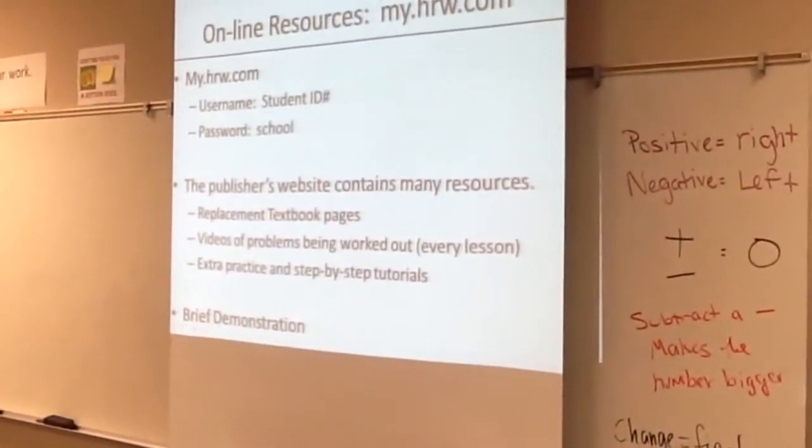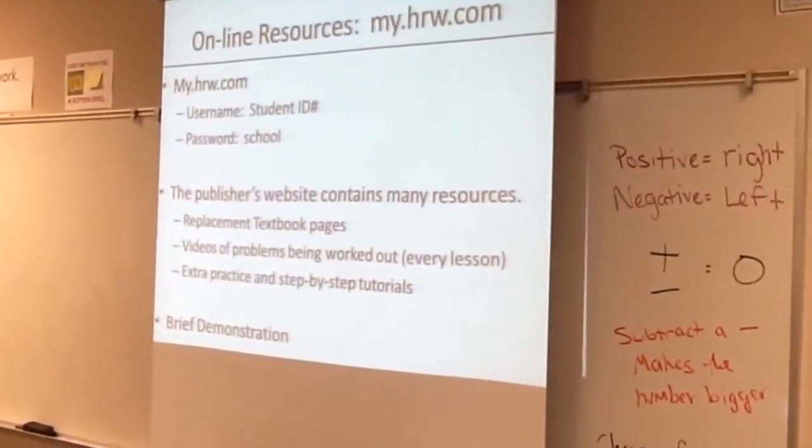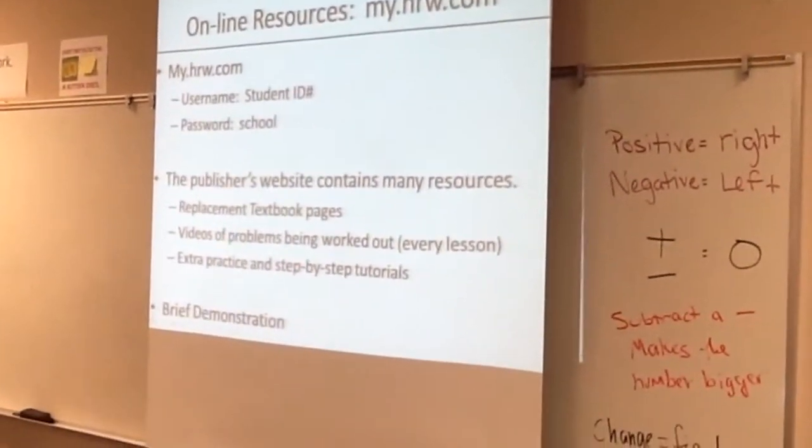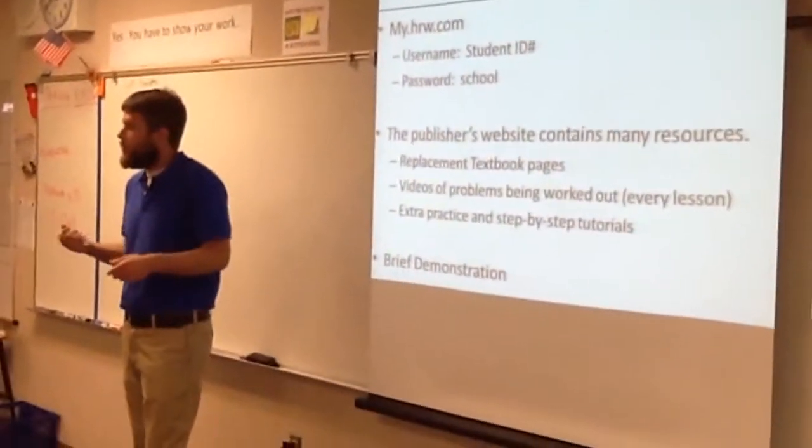So when they log in, their student ID will be 997, whatever it happens to be, and then you just type school and it'll pop right up. And we chose the book that correlates to the kids.